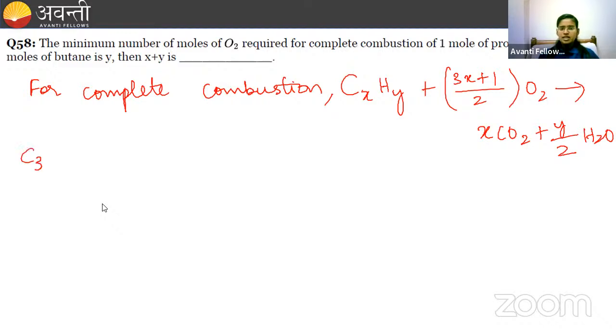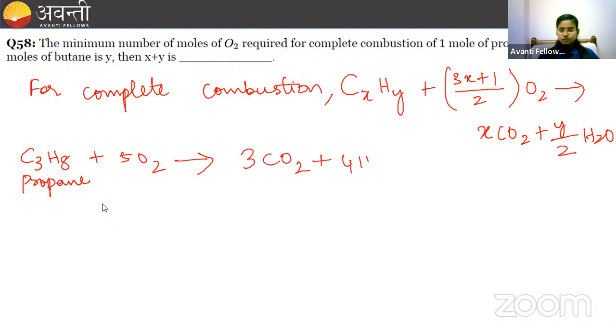The formula for propane is C3H8. And if it is treated with 5 moles of oxygen, since the x value is 3, 3 into 3 will be 9, 9 plus 1 is 10, 10 by 2 is 5. So this 1 mole of propane on reaction with 5 moles of oxygen will give 3 moles of carbon dioxide plus 4 moles of water. So 1 mole of propane is reacting with 5 moles of oxygen, and this 5 is the value of X. Okay, number of moles required for propane is 5.